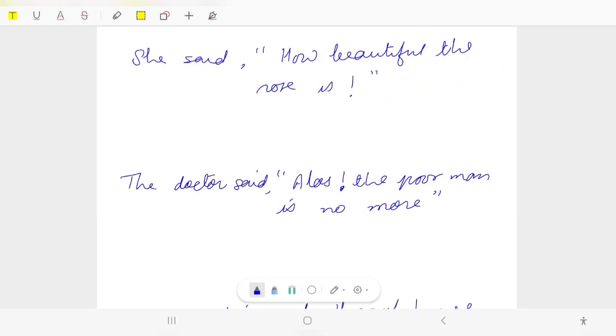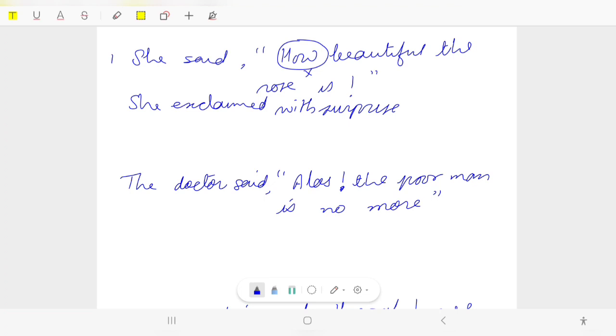Look at this example. Example number 1. She said, "How beautiful the rose is." It's surprise, so here we'll write, she exclaimed with surprise. She exclaimed with surprise. Now these words which express surprise, wonder, happiness will be removed and the sentence will be changed into an assertive sentence.